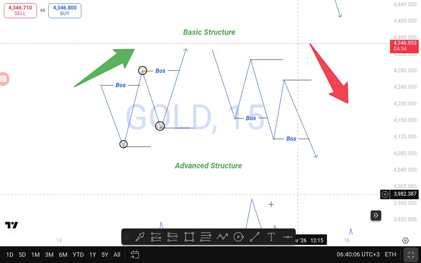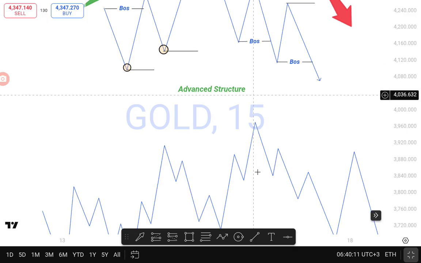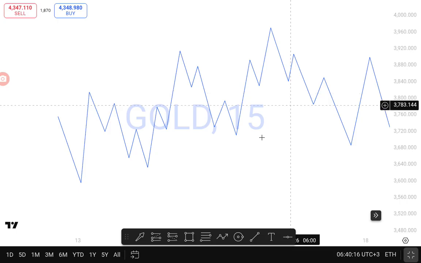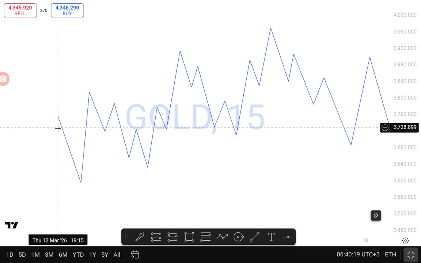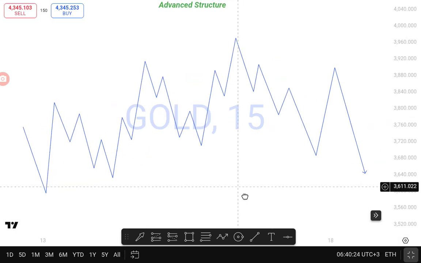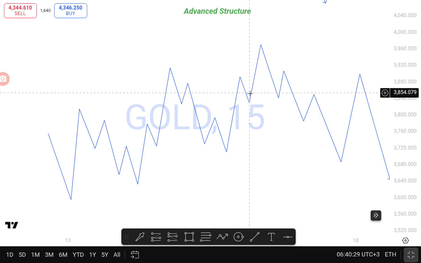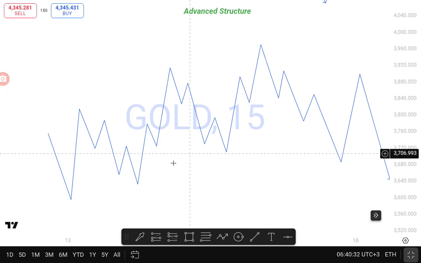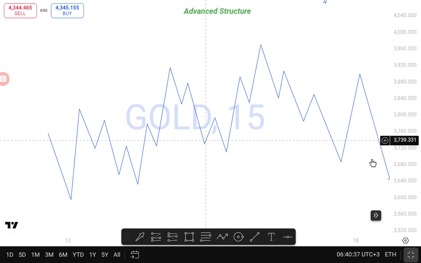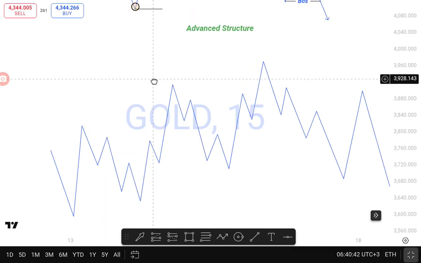There is a really big difference between internal and external. Internal swing points do not change the trend, but external ones change the trend direction. So this is the advanced structure. This is the kind of market you're going to be finding on your chart. It won't be simple like the basic one.